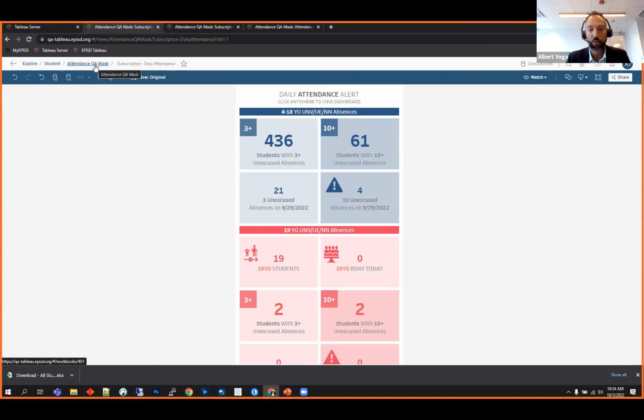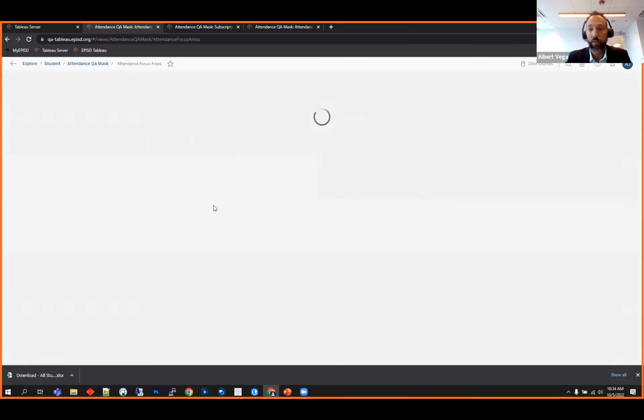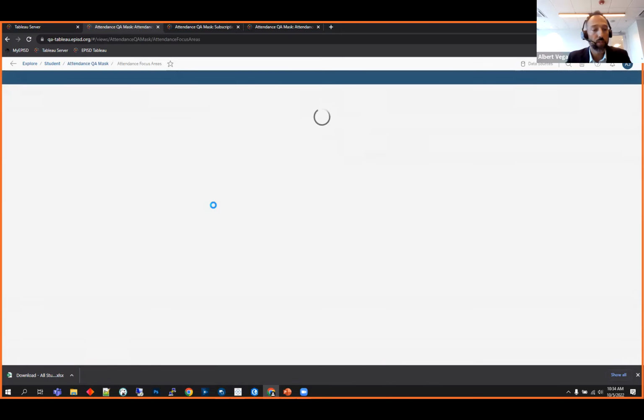Hopefully, they can use this tool to help them increase their attendance rates, reduce the amount of unexcused absences, and hopefully get some students back in the seats at the campuses. So that's our dashboard in a nutshell. I believe if you have any questions, feel free to ask away.